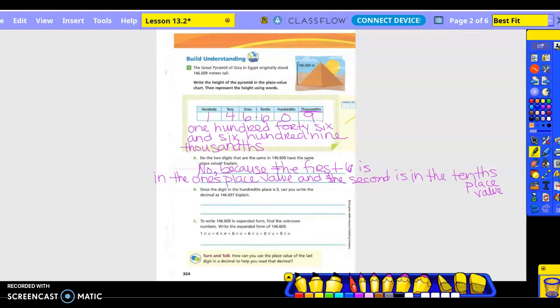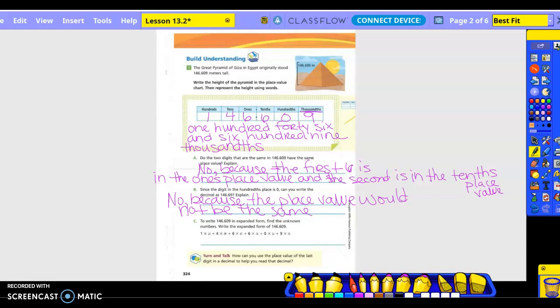Letter B, since the digit in the hundredths place value is 0, can you write the decimal as 146 and 69 hundredths? Explain. So we said no because the place value would not be the same if you move that 0 out. Now if it was at the end, could you get rid of it? Yes, but when it's between numbers, no.